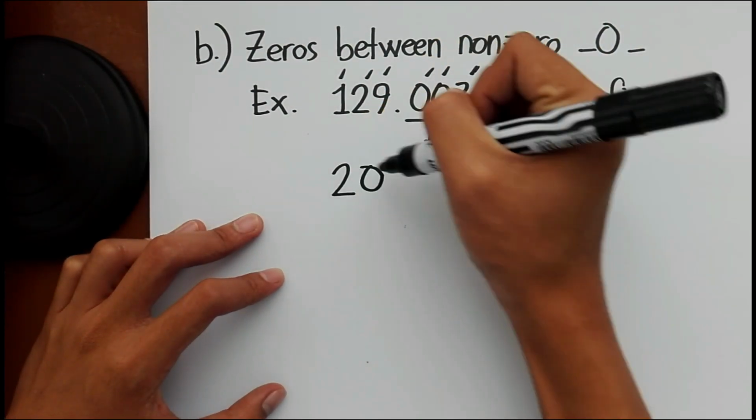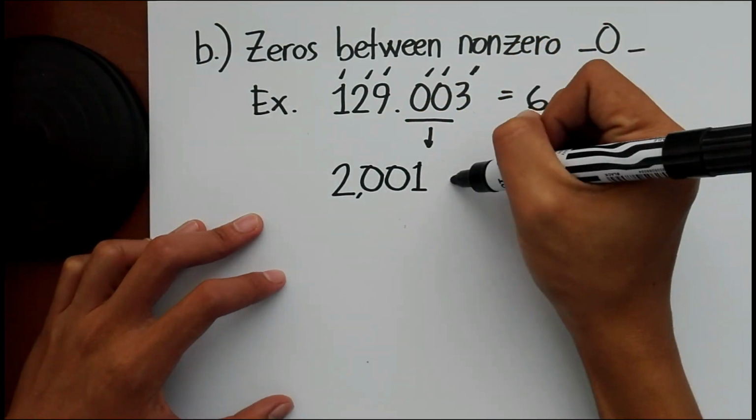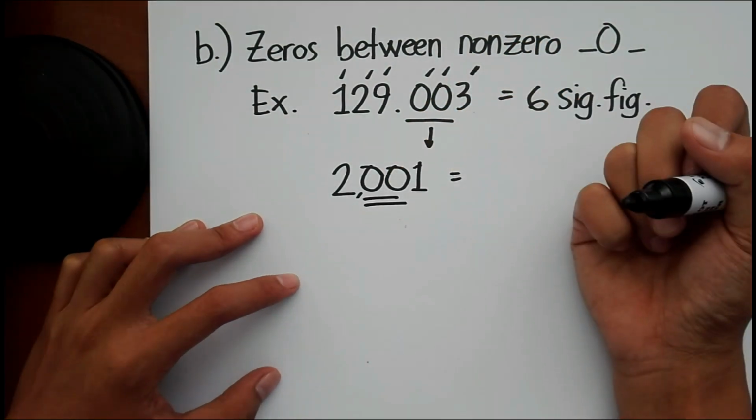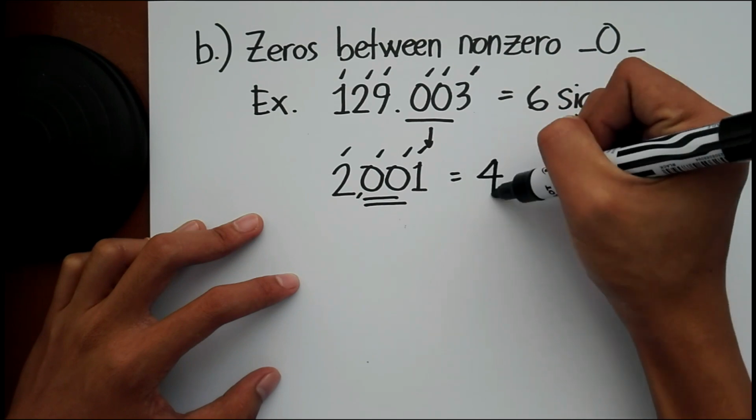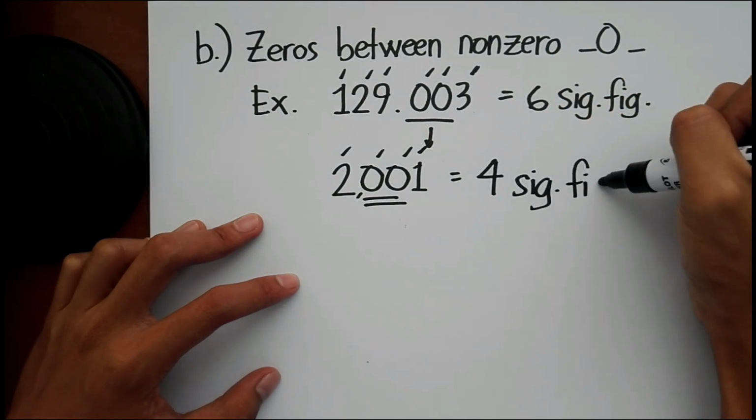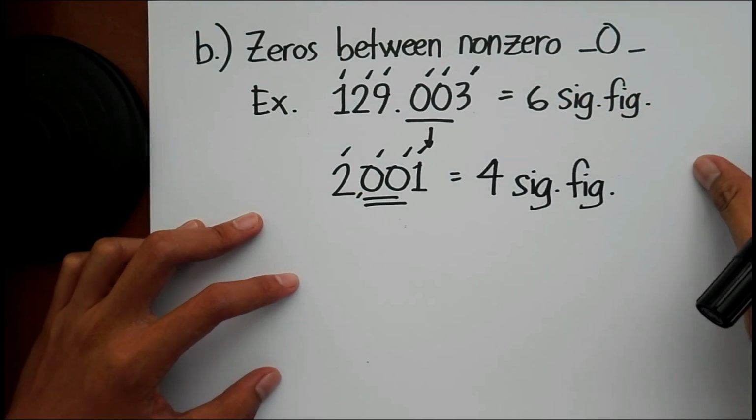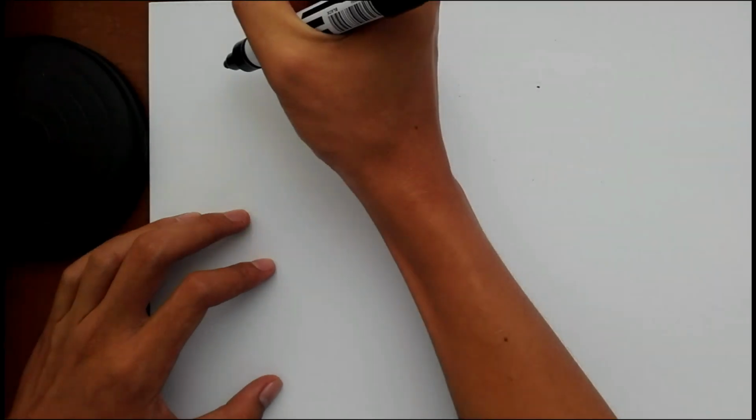Let's try another example. We have 2001. Alright, so another 2 zeros located in between the non-zero digits. For this example, we have 4 significant figures.